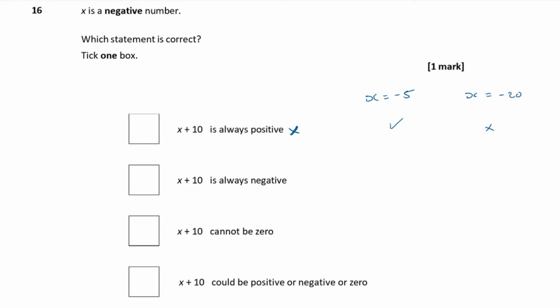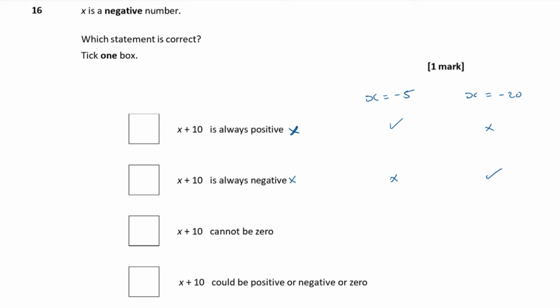Okay, x plus 10 is always negative. Now again, if I had negative 20 and I added 10, that would give me negative 10, and that would be negative. But if I had negative 5 and I added 10, that would be 5, and that isn't negative. So again, that one is not true because it's only true for some values.